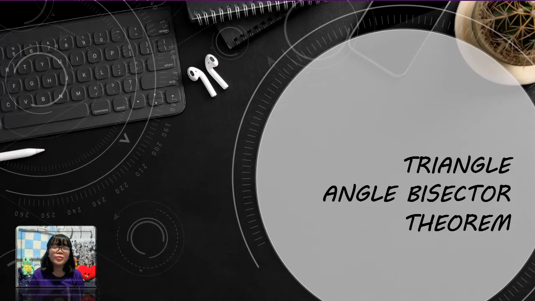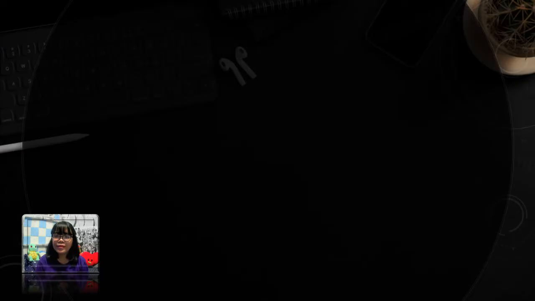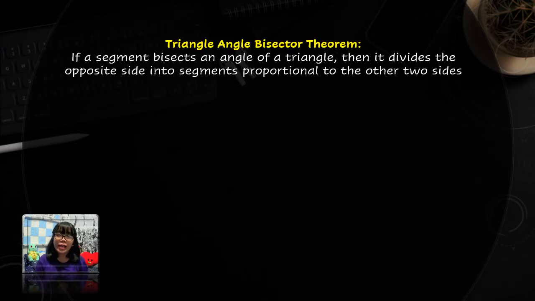One of the things you will be learning today will be the triangle angle bisector theorem. What is the triangle angle bisector theorem? The triangle angle bisector theorem states that if a segment bisects an angle of a triangle, then it divides the opposite side into segments proportional to the other two sides.